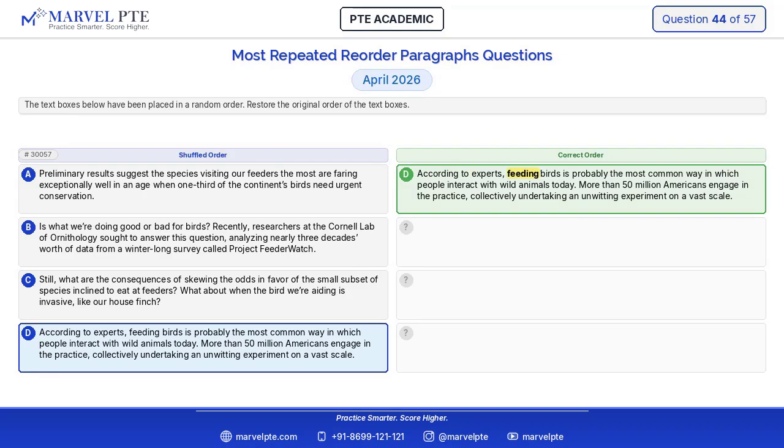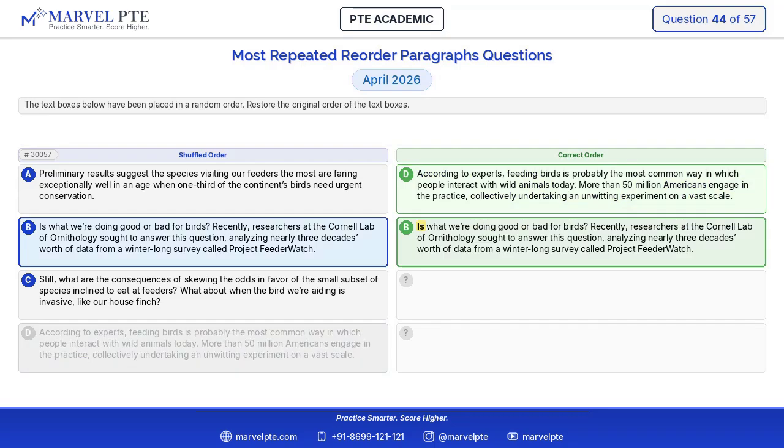According to experts, feeding birds is probably the most common way in which people interact with wild animals today. More than 50 million Americans engage in the practice, collectively undertaking an unwitting experiment on a vast scale. Is what we're doing good or bad for birds?